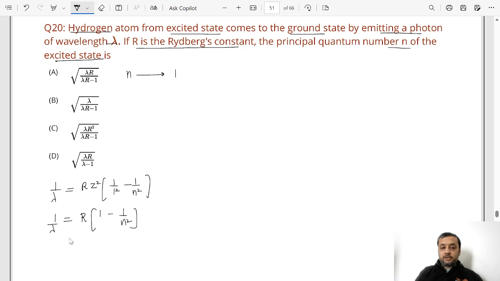Right, now we can just manipulate this. You can bring lambda on this side, or rather bring R on this side. So 1 by lambda R will be 1 minus 1 by n square, which means 1 by n square will be 1 minus 1 by lambda R. Hence n square becomes lambda R upon lambda R minus 1. So the answer will be under root of lambda R upon lambda R minus 1. Option A is the correct answer for this question.